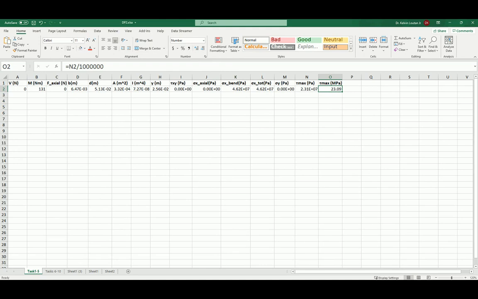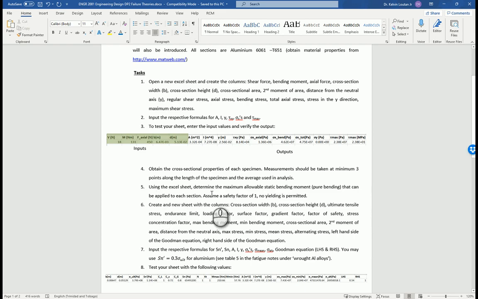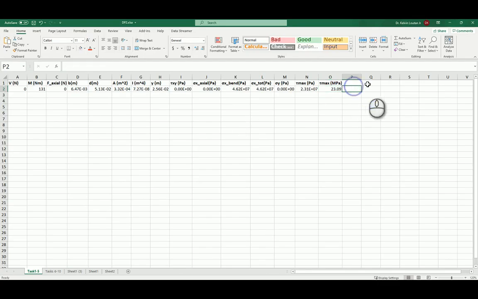So when task 5 asks to determine the maximum allowable static bending moment that can be applied to its cross section, just going back, over here you should put in a column, right? And call it design, for example, design shear stress.